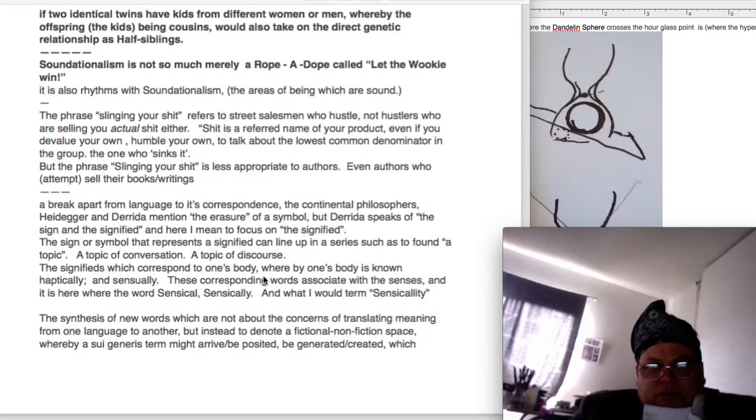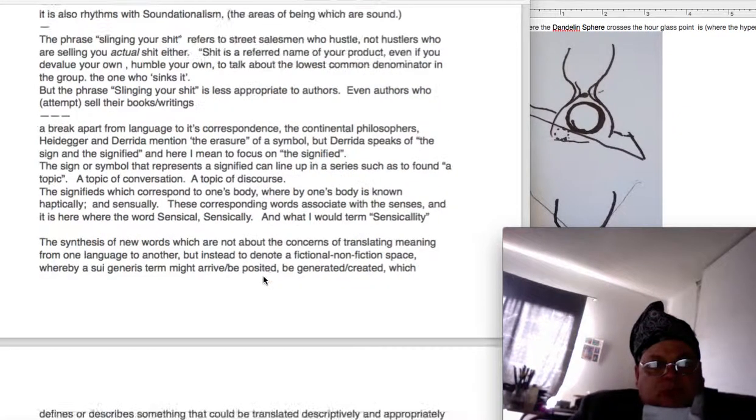Shit is a referred name of your product, even if you devalue your own, humble your own, to talk about the lowest common denominator in the group, the one who sinks in. But the phrase "slinging your shit" is less appropriate to authors, even authors who attempt to sell their books' writings.